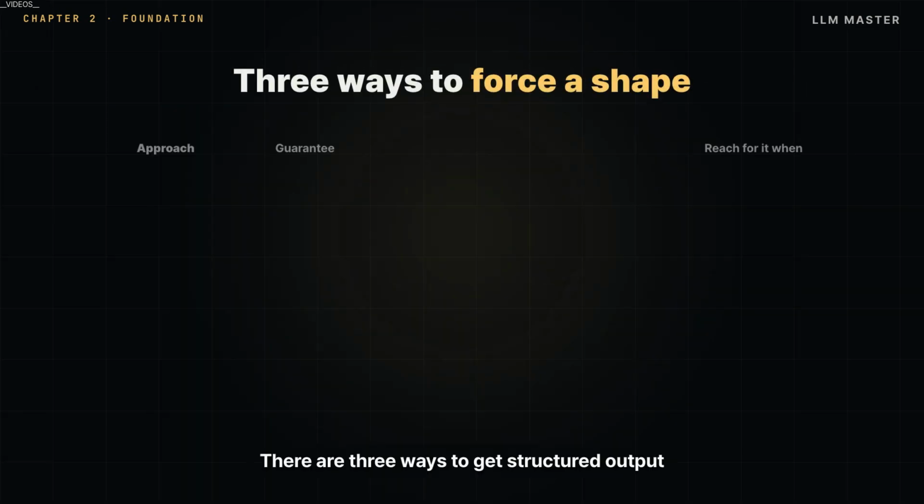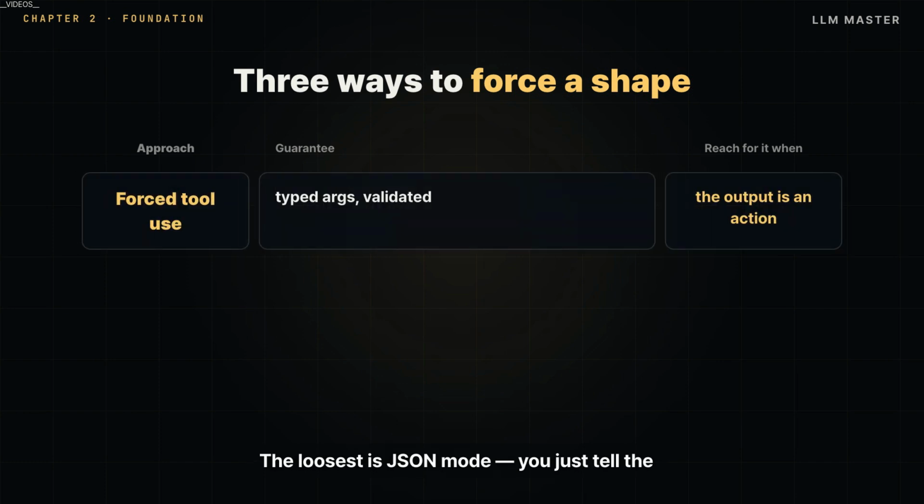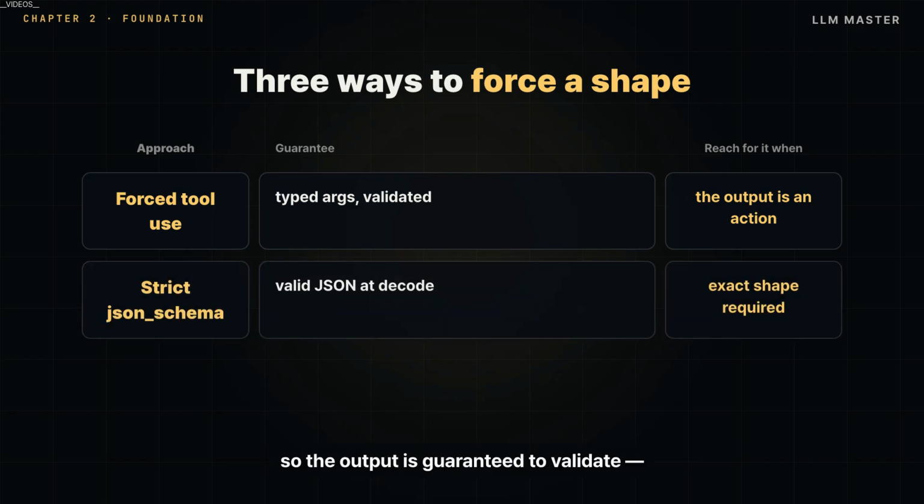There are 3 ways to get structured output, and they trade convenience for guarantees. The loosest is JSON mode. You just tell the model to return JSON. Fast, but it only promises something JSON-shaped, not the fields you need. In the middle is a strict JSON schema, where the shape is enforced as the model decodes, so the output is guaranteed to validate. OpenAI exposes this as a strict json_schema, and Gemini has response_schema.